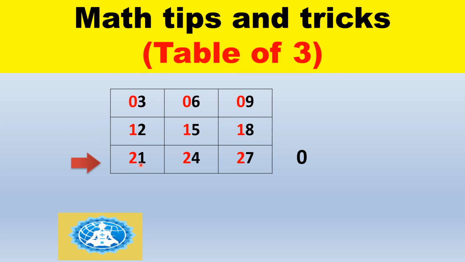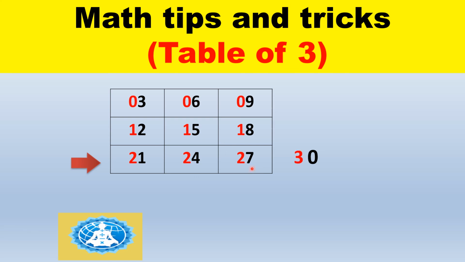Now the next step is you need to add 2 in the last row, that is the bottom row. 21, 24, 27. Now the next step is only you need to add 3. After 2 comes the number 3. In front of the 0, you need to add 3.